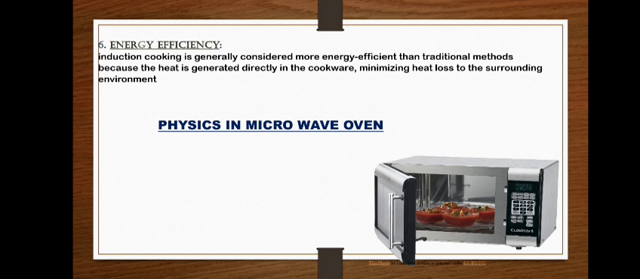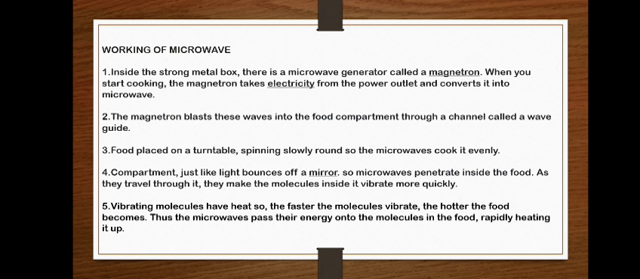Then physics in microwave oven. Microwave ovens are used for quickly reheating leftovers, defrosting frozen foods, and cooking various dishes. The working of microwave: inside the strong metal box, there is a microwave generator called the magnetron. When you start cooking, the magnetron takes electricity from the power outlet and converts it into microwaves. The magnetron blasts these waves into the food compartment through a channel called the waveguide.